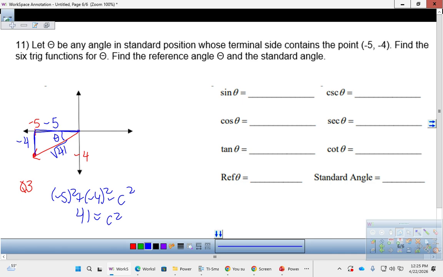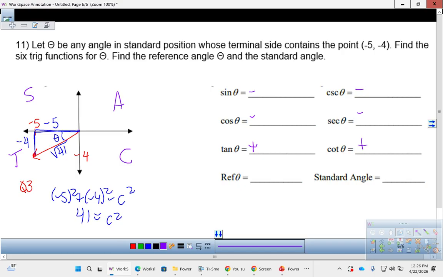All right, my next question for you is, which of these trig functions is going to be positive? Sine, cosine, or tangent? Well, A, S, T, C, we're in quadrant 3. That tells me that tangent is going to be positive. Everything else is negative.